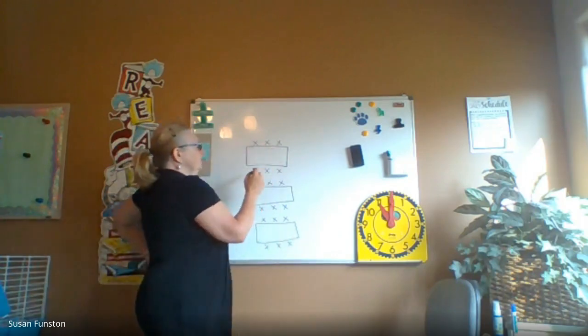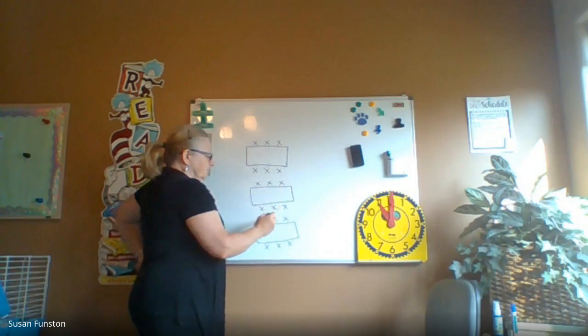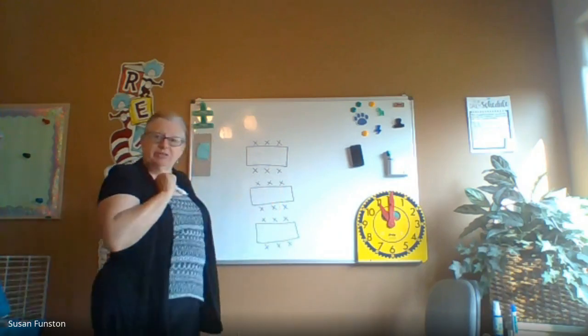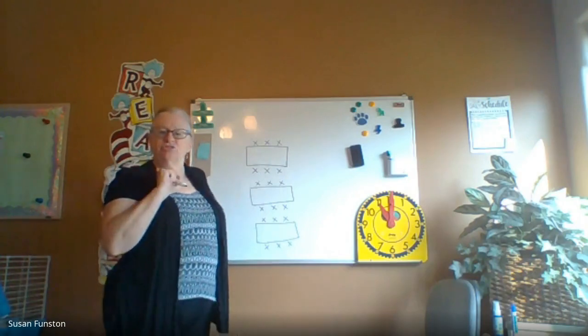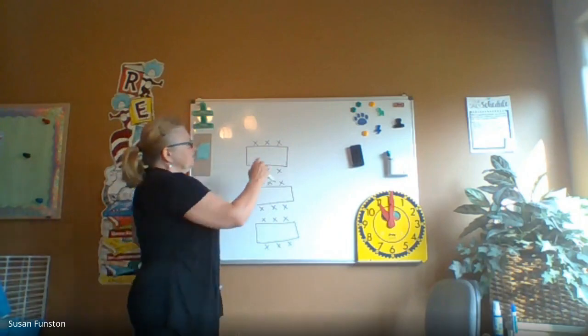So 1, 2, 3, 4, 5, 6, 7, 8, 9, 10, 11, 12, 13, 14, 15, 16, 17, 18. How many people did I have? 18. So do I have enough chairs? I do. So how many tables did I need?